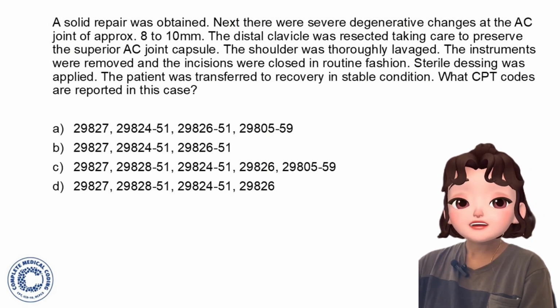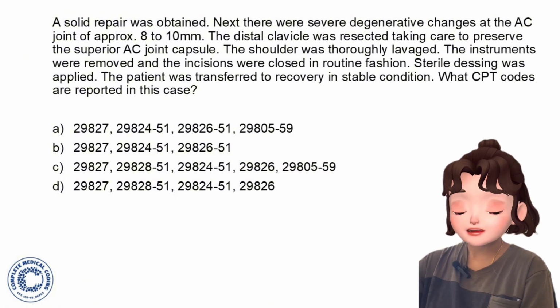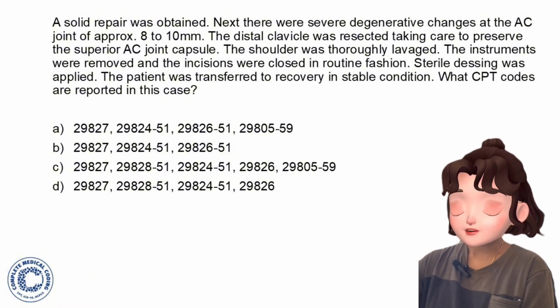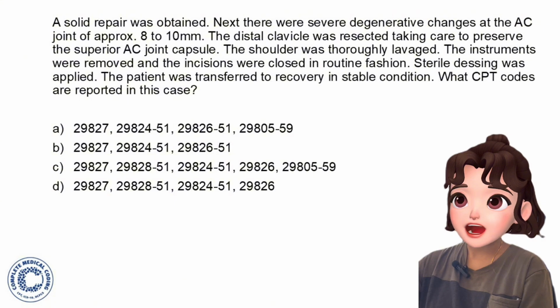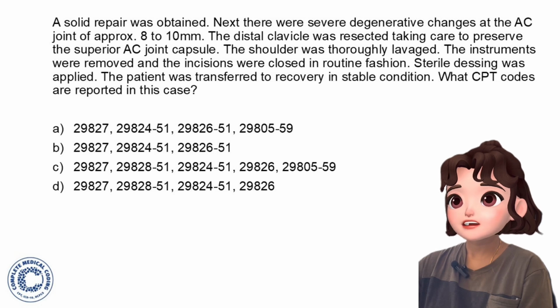What is 29826? 29826 is arthroscopy, shoulder, decompression of subacromial space with partial acromioplasty, with coracoacromial ligament release, when performed. Yes, we had read the same line in the first slide, almost in the middle, I think. See, there was a large anterior acromial spur with subacromial impingement. A CA ligament was released and acromioplasty was performed. Yes, acromioplasty.